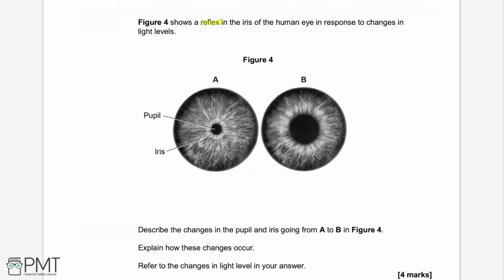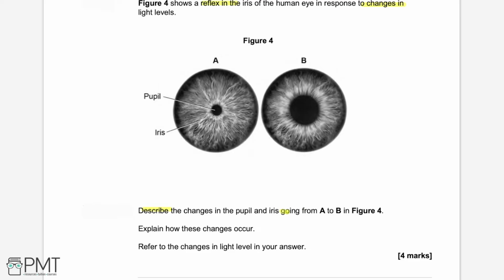Figure 4 shows a reflex in the iris of the human eye in response to changes in light levels. Let's have a look at figure 4. Well, the most obvious difference here is the size of the pupil, the black circle in the center of the eye. Now, A is much smaller than B. Now, let's have a look at the first part of the question.